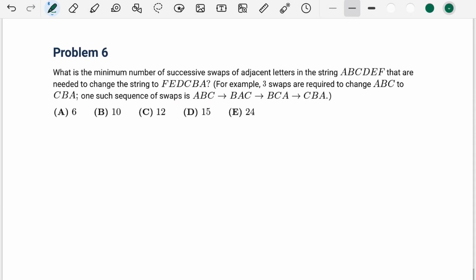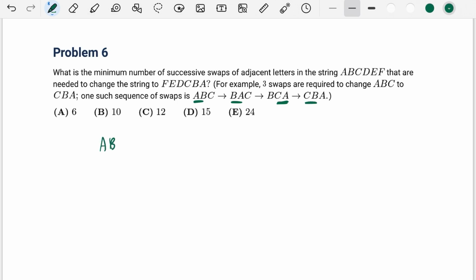Problem 6. What is the minimum number of successive swaps of adjacent letters in the string A, B, C, D, E, F that are needed to change the string to F, E, D, C, B, A? For example, 3 swaps are required to change ABC to CBA. One such sequence of swaps is ABC to BAC, to BCA, to CBA.